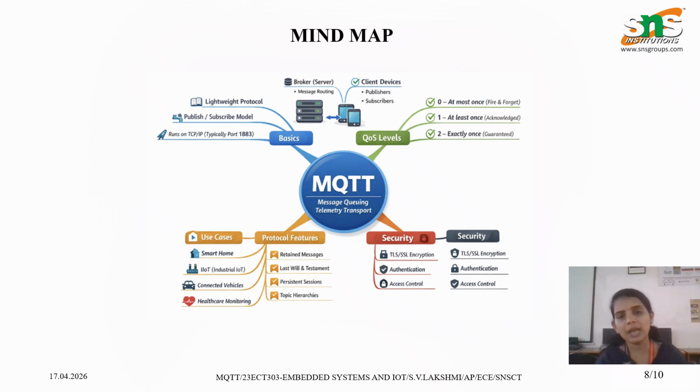The use cases are smart home, industrial IoT, vehicle applications, and healthcare monitoring. The protocol features are retained messages, persistent sessions, topic hierarchies, and last will and testament. It provides security through TLS and SSL encryption, and authentication and access controls are provided. So this is the overall view of the MQTT protocol.